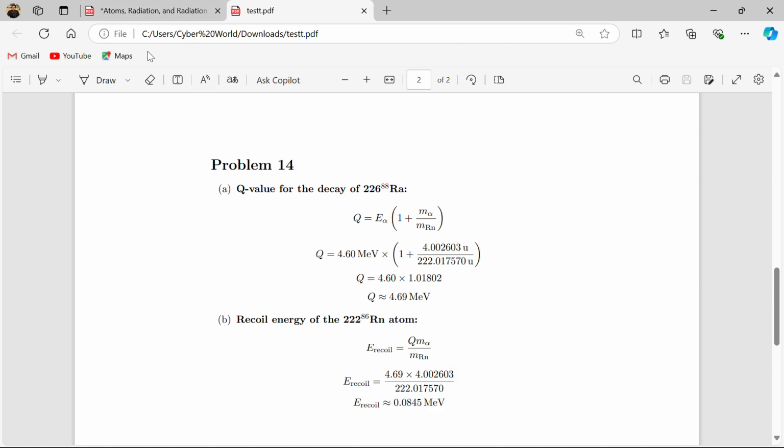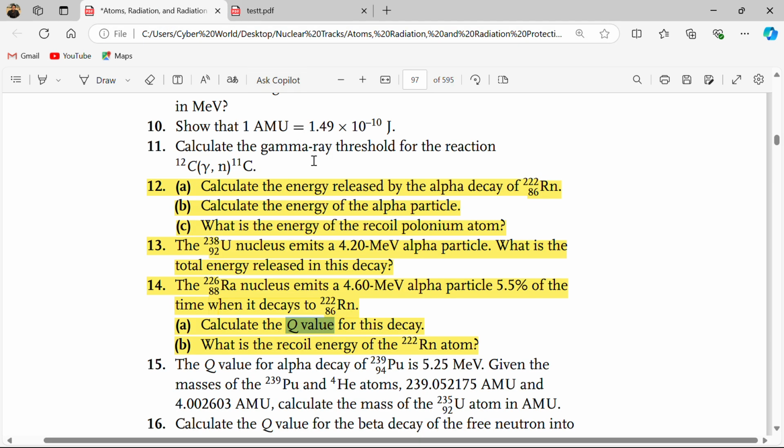So that's all for today. That is how you can solve relevant problems of alpha decay, the topic which we already discussed in our previous lecture. You can first go through that lecture, then move towards these problems. So that's all for today.